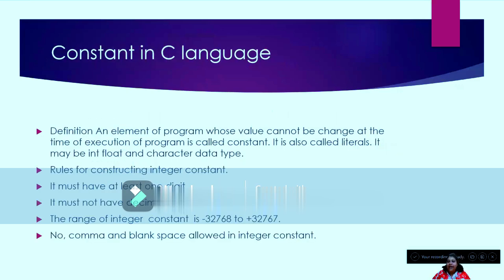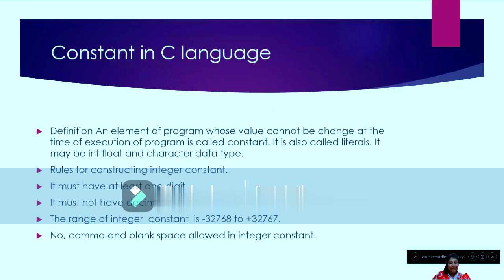Constants in C means it is fixed and cannot be changed. Definition: an element of the program whose value cannot be changed at the time of execution of the program is called a constant. It is also called a literal. Don't get confused about what a literal is. A constant will not change any value, so let's call it a literal. It may be of int, float, and character data type.